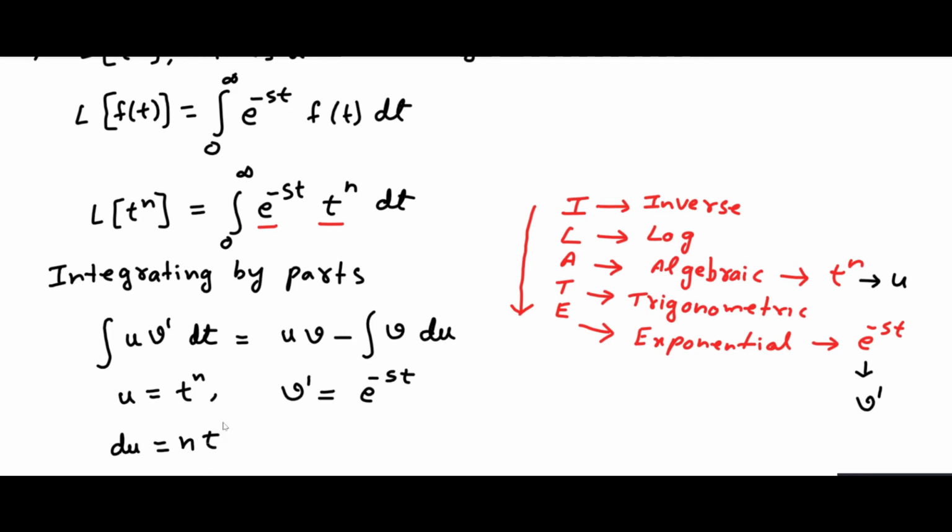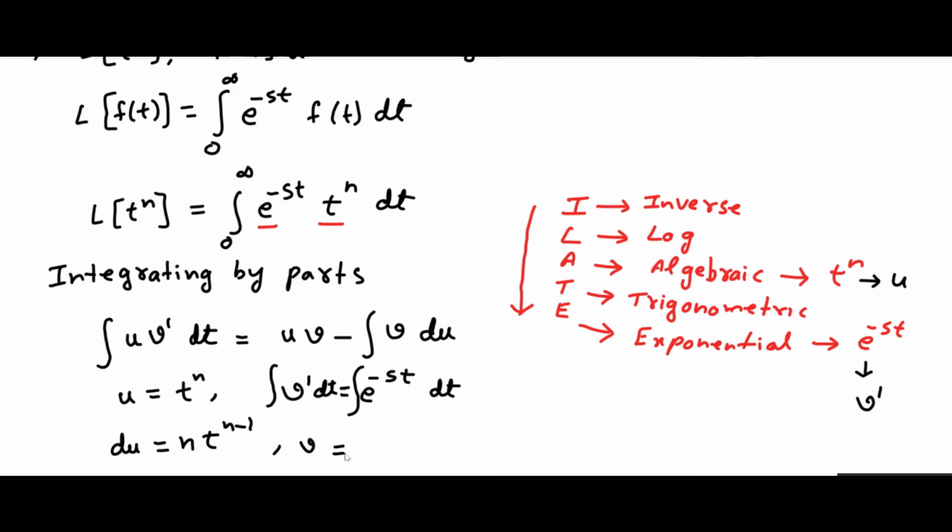So we'll differentiate the first function: the derivative of u is du, and differentiation of t power of n will be n into t power of n minus 1, whereas this v dash, we'll try to integrate. Because you are integrating with respect to some particular variable, I'll write that variable here. Because you are integrating with respect to t, I'll write it as dt. So e power of minus st into dt.